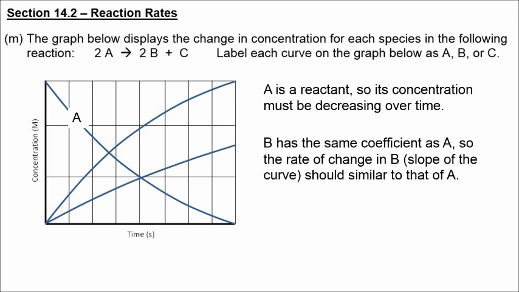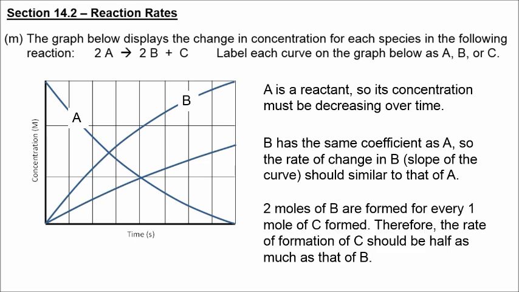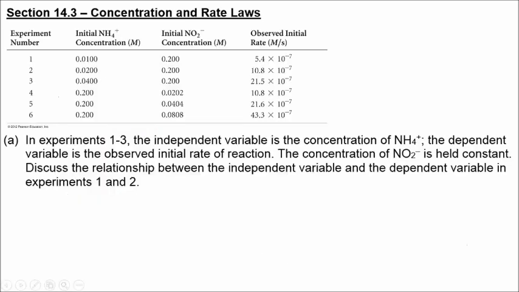So since B has the same coefficient as A, then that particular curve should be the formation of B over time, and then C would be half as much. So that particular curve is increasing, but at a rate that is half as much as the rate of formation of B. All right, section 14.3, concentration and rate laws.